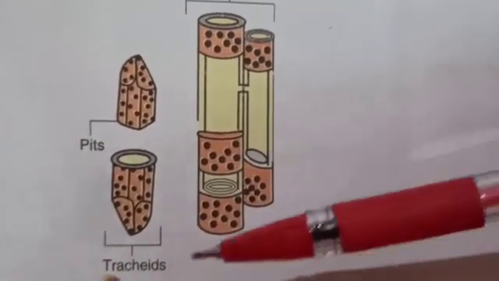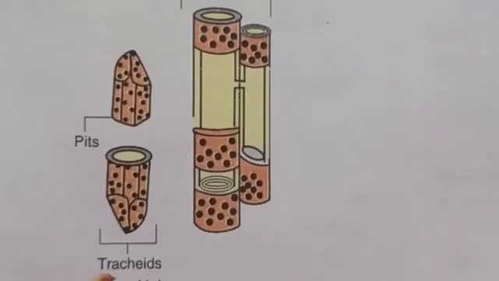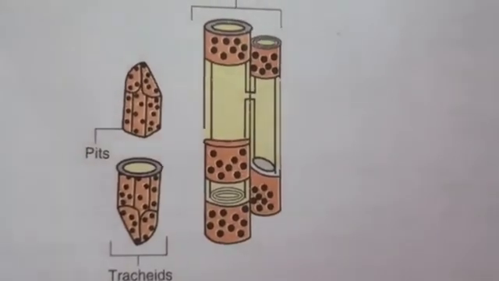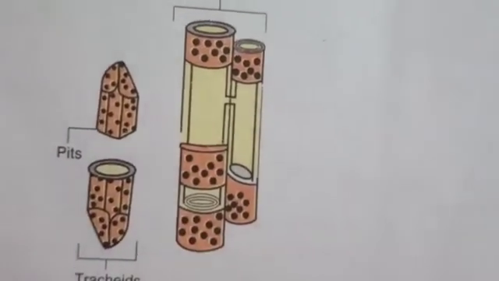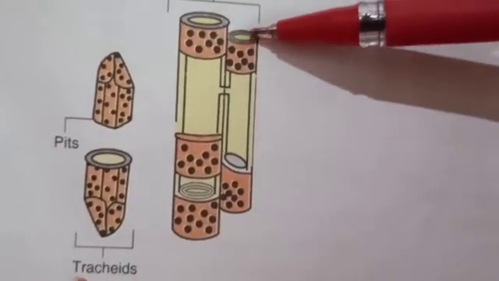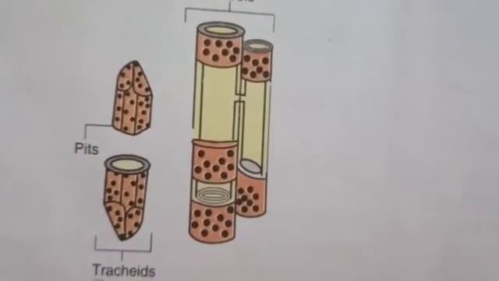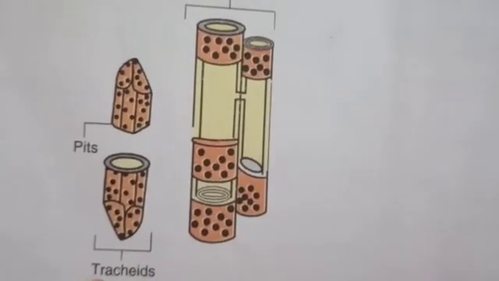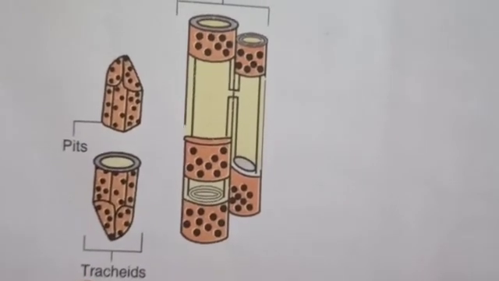Now xylem has four elements in it. What are these? Tracheates, here you can see tracheates, and vessels. These are vessels. Then xylem parenchyma and xylem sclerenchyma.